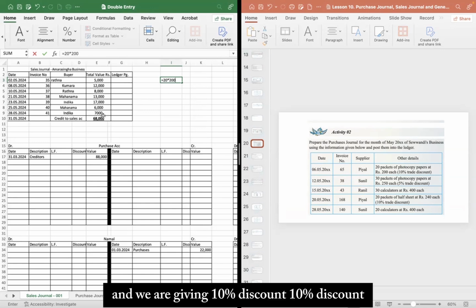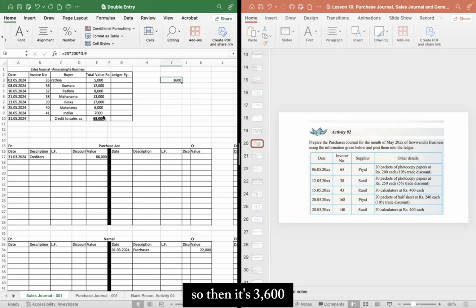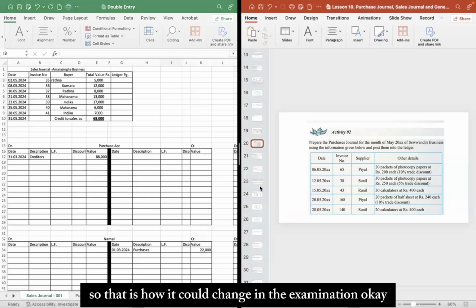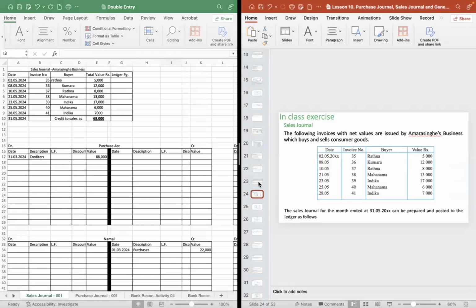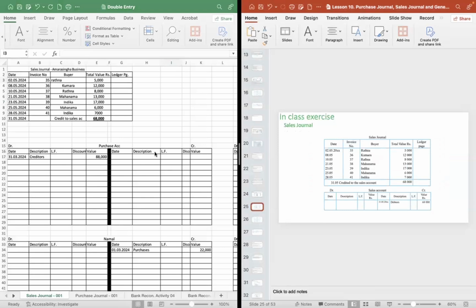Okay. And we are giving a 10% discount. If it's a 10% discount, what do we deduct? We charge 90%. So then it's 3,600. So we have to manually calculate this. But in this context, what has changed is they have straight away given you the value. So that is how it could change in the examination. Okay. Shall I start posting them into respective ledger accounts?